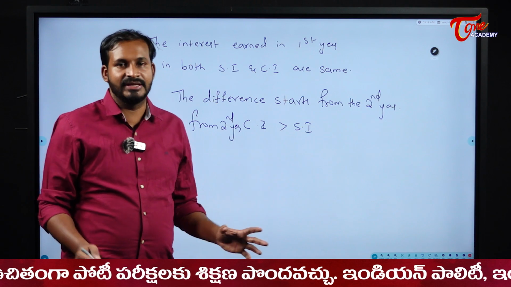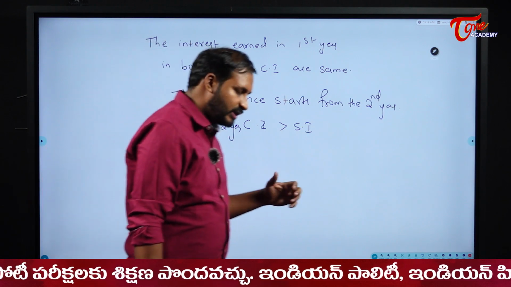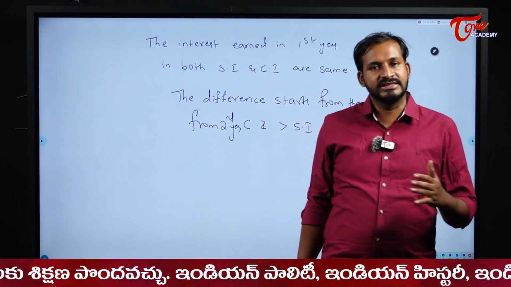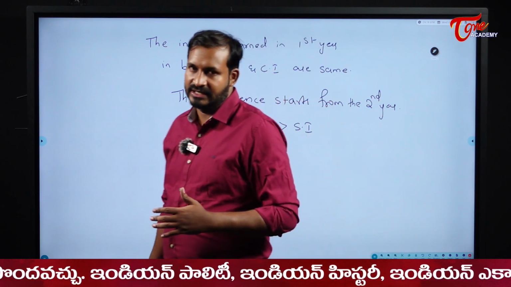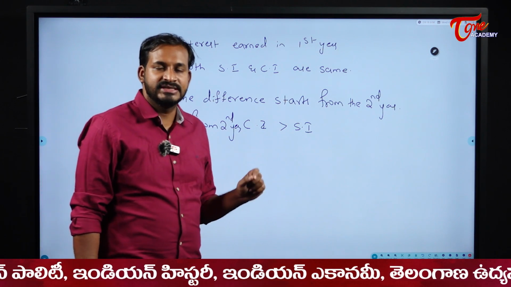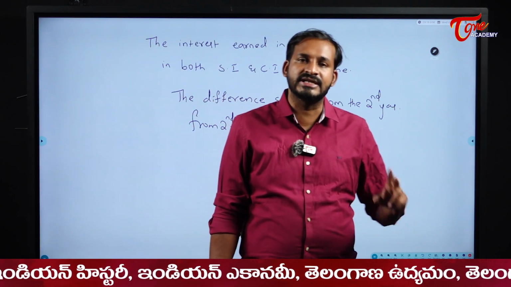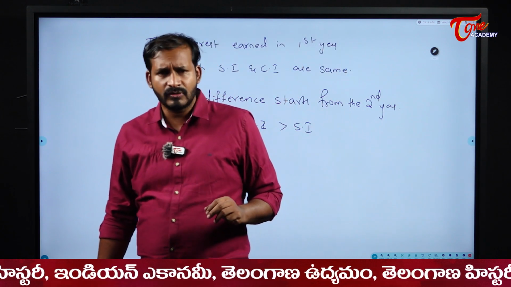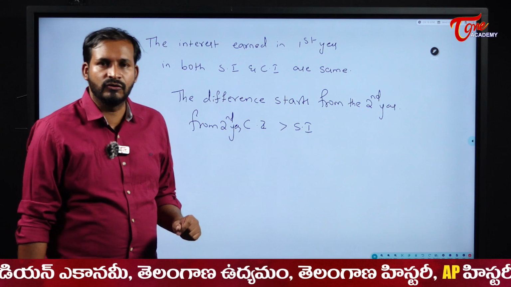How the relations will be there, I mean, what is the relation between our CI and SI from the second year? Okay, generally, we will have a direct formula for the difference between CI and SI for 2 years and for 3 years. We will try to observe those two formulas now.